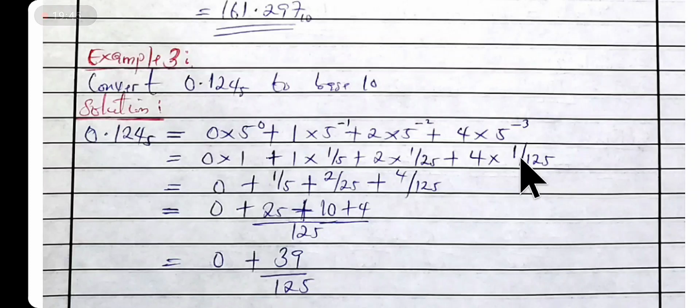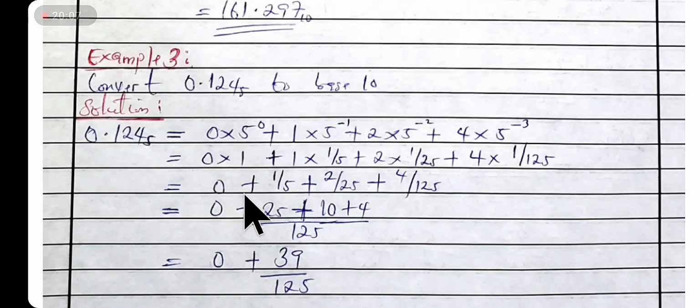Now listen, 5 raised to power 3 means 5 times 5 times 5. That's 5 in 3, please. 5 times 5 times 5. It's not 5 times 3. Many students will write 5 times 3 and that will be 15, which is wrong. It's 5 times 5 times 5, which is 125.